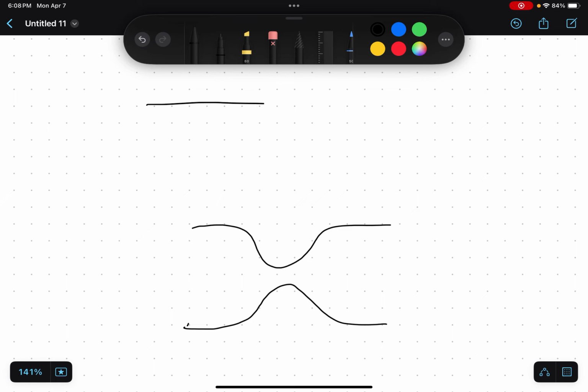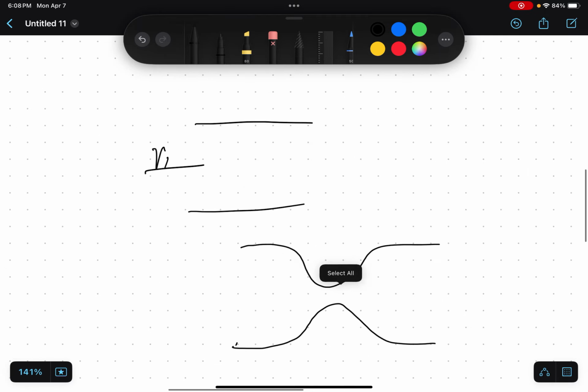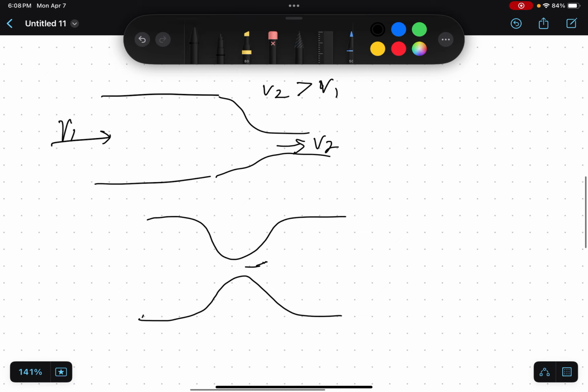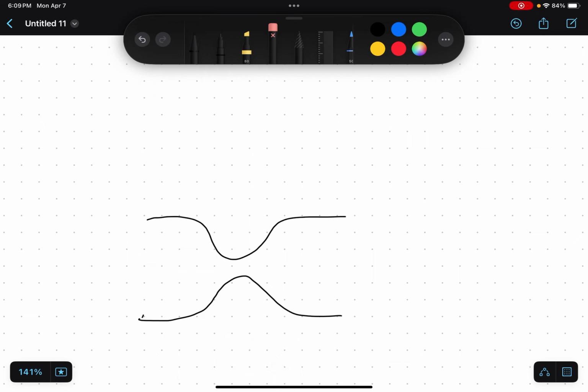Because you would think if you have this, and you have V1, and then it shrinks down, and here you have V2, you would think that V2 is greater than V1. So why don't you just eject it right there? Why do you expand it? Because expanding it, you'd think that slows it down. But once you break the sound barrier, it doesn't work that way, I guess. That's just what the math says.